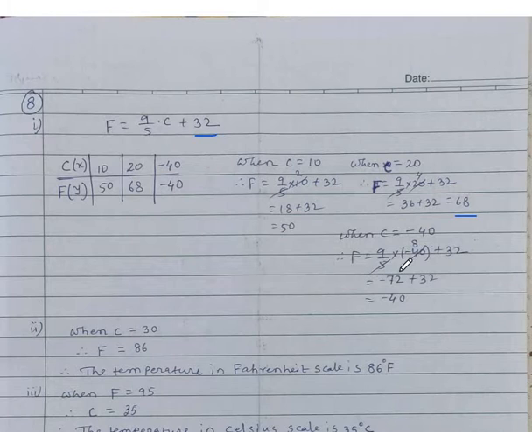Therefore F is equal to 9 by 5 into minus 40. After cancellation you are getting 9 into minus 8, that is minus 72 plus 32, which is coming out minus 40. Now by plotting these 3 points, let me show you the graph first. After that, rest of the question answers we will discuss in question number 8. So we have 3 points: 10, 50; 20, 68; minus 40, minus 40.